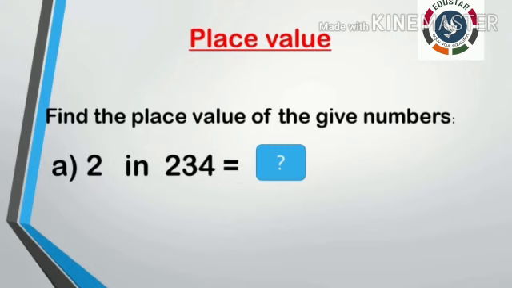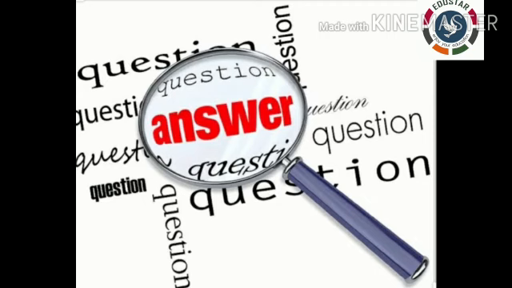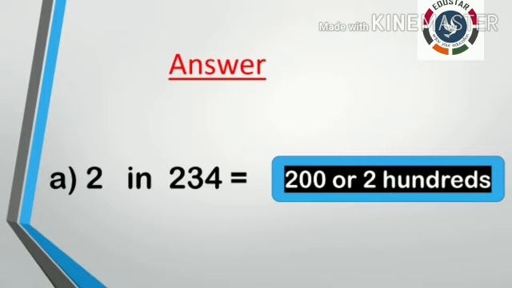Find the place value of the given numbers. Question A. 2 in 234. Shall I say again? 2 in 234. What is the place value of 2? Just think and give your answer, students. Your answer is 2 hundreds. 2 hundreds, isn't it? Okay.